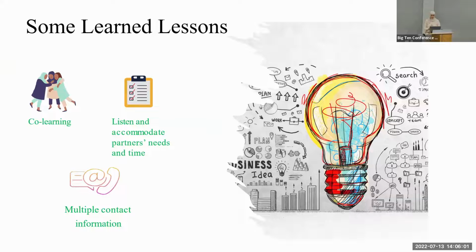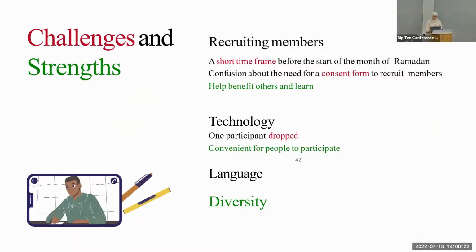So here are some lessons that I learned: this was a co-learning experience for both of us. Also, throughout this process, it was very important to listen and learn from the community and accommodate what they want and their needs. These are some of the challenges and strengths that we had. As I say, it was really important to have the diversity that we had in the meeting.